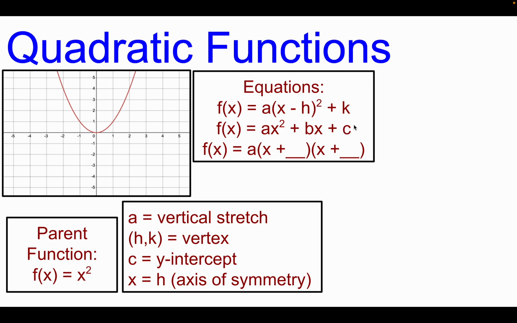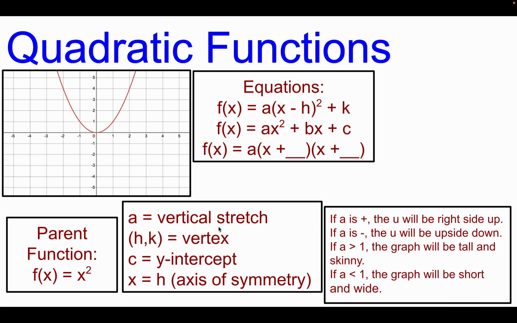In standard form, c is your y-intercept, so that's where it crosses the y-axis. And then x equals h, that's your axis of symmetry. So parabolas are always symmetric. And so the axis of symmetry is just sort of like the line that goes down the middle of the parabola.